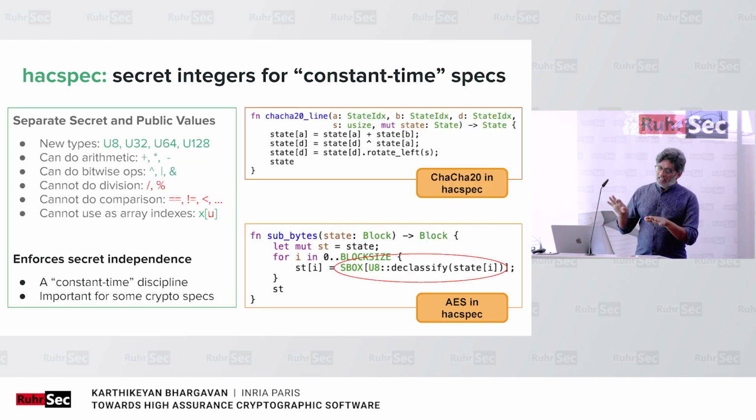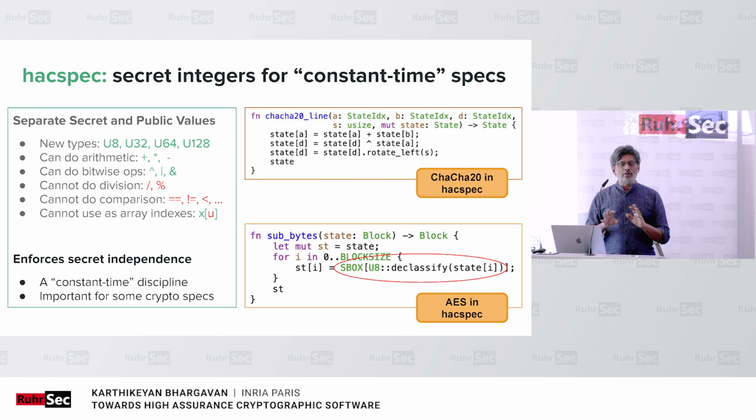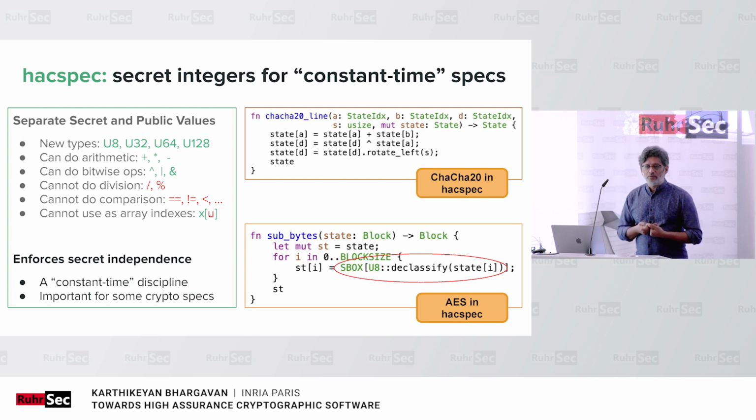The third feature in HACspec, which is of interest but also sometimes controversial, is that we allow you to mark what is secret and what is public. Because in a spec, actually, it's not so important what is secret. It's just mathematics, right? A spec is just a mathematical object. But a spec is also a guide for the implementation. At some point, somebody is going to look at your spec, which is Rust. So they may even cut and paste it.